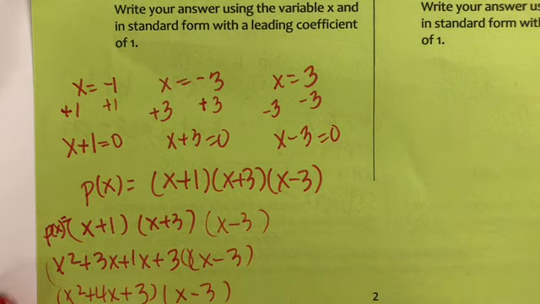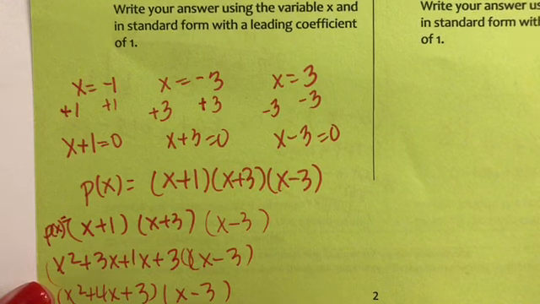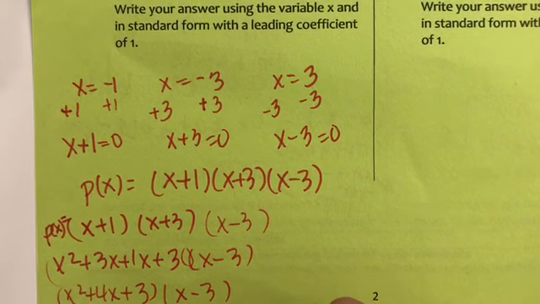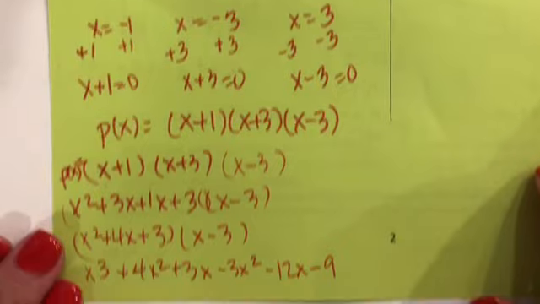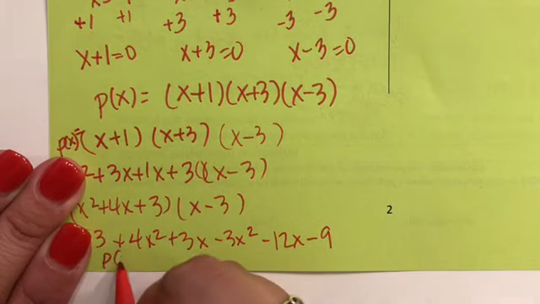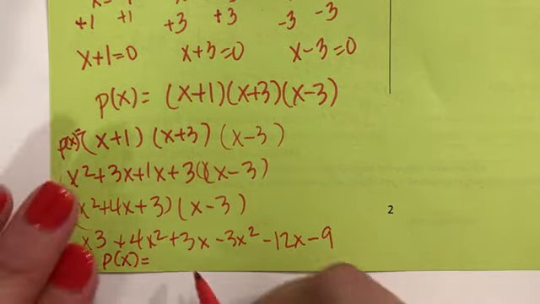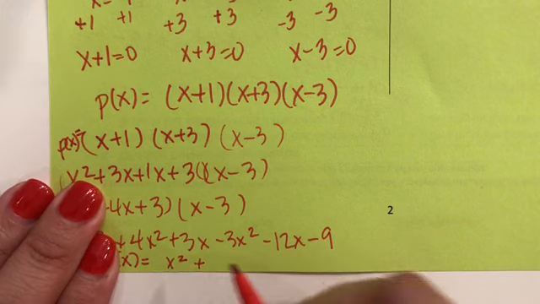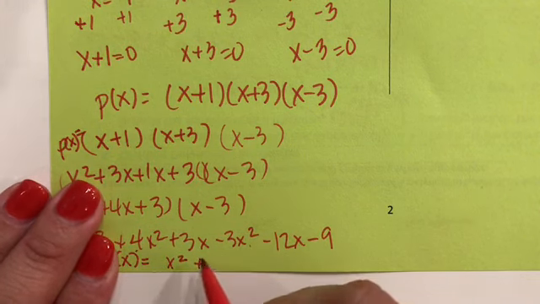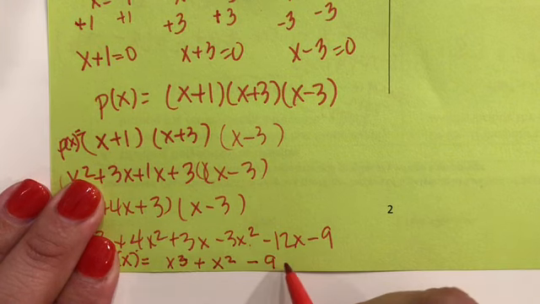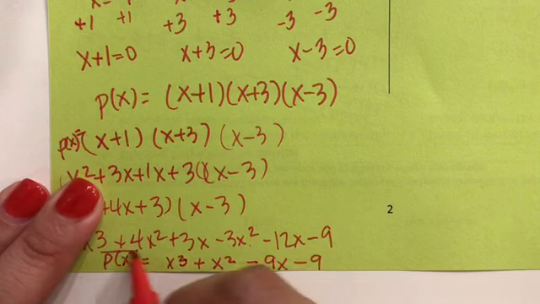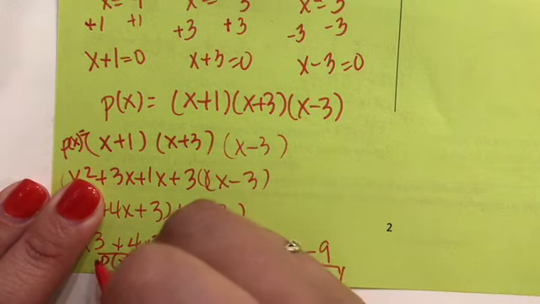And then we're going to do this again. x to the third plus 4x squared plus 3x minus 3x squared minus 12x minus 9. Our solution is going to be p of x equals x to the third plus, collecting like terms, x squared minus 9x minus 9. And this is your solution.